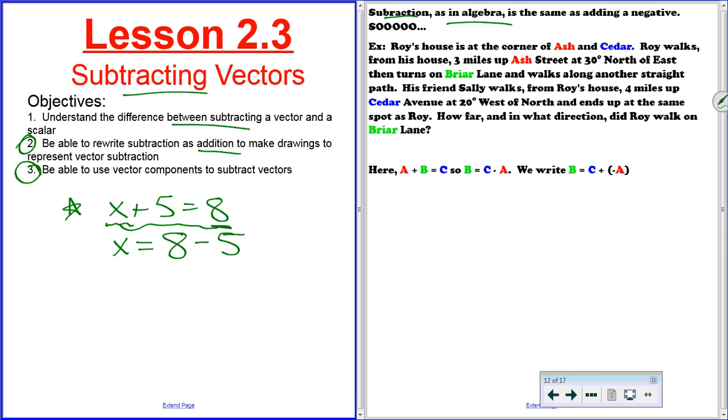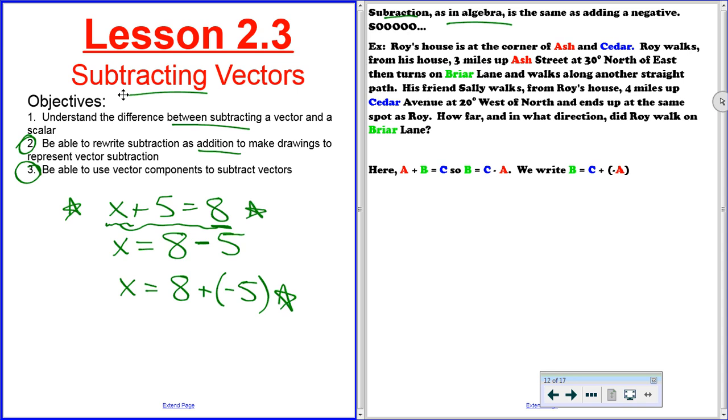Okay? So we'll rewrite that as subtraction, but then, to go one extra step further, in math class, you're often taught to rewrite subtraction as adding a negative. So this then becomes x equals 8 plus negative 5, right? Okay? So we're going to be looking at vector problems that are presented this way, where you're missing some unknown at the beginning, and we're going to rewrite it as adding a negative. Okay? So here is an example of that.